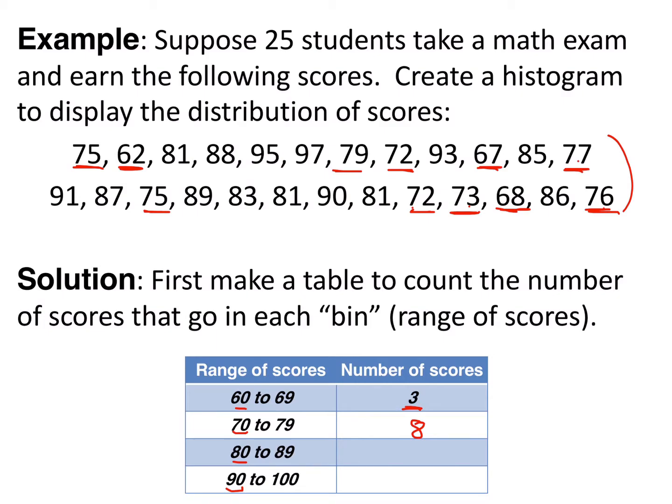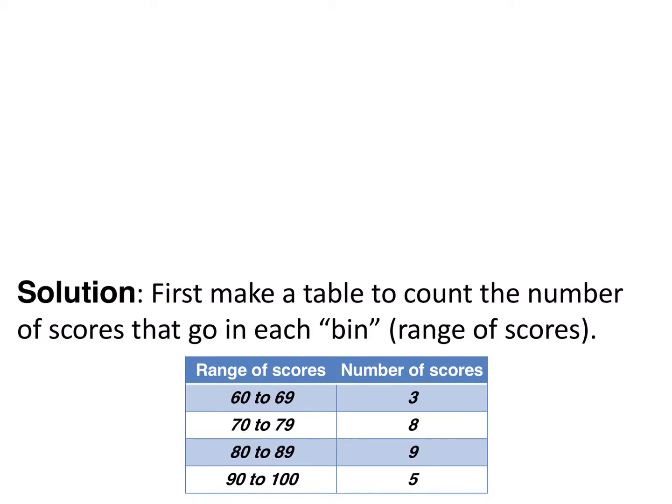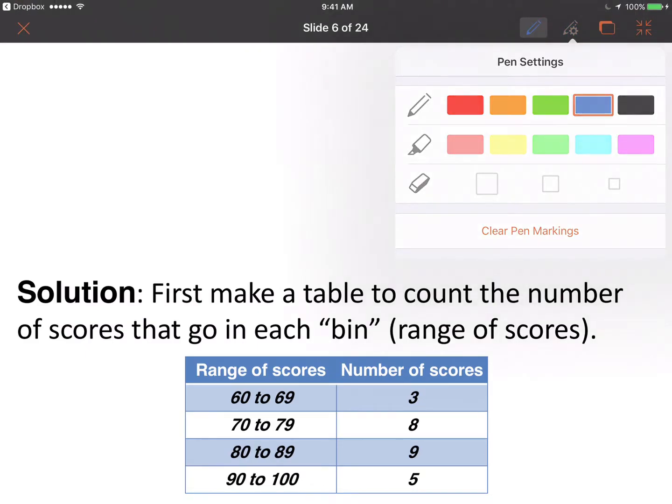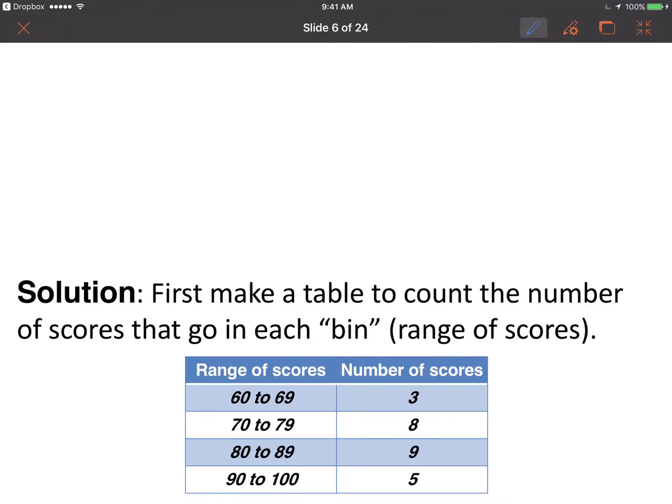All right, so if you counted those, what you should have gotten was 9 between 80 to 89 and 5 from 90 to 100. All right, so now that we have our numbers, let's switch our color here. Let's build our histogram. So you're going to create your y-axis and your x-axis. Now my x-axis should have a label, and these are exam scores. So let's call this exam scores.